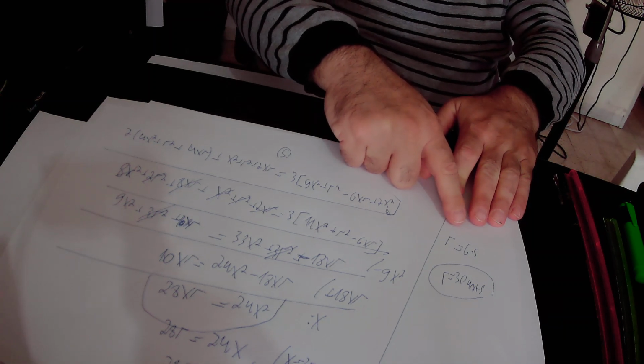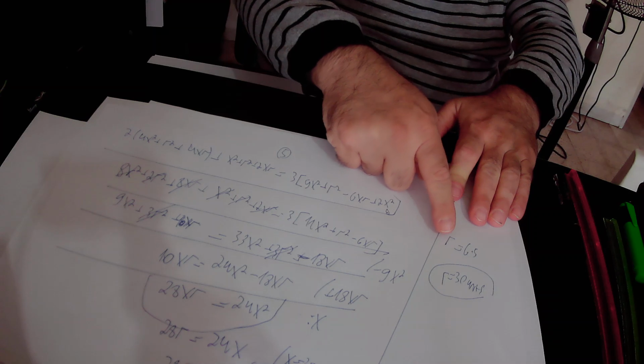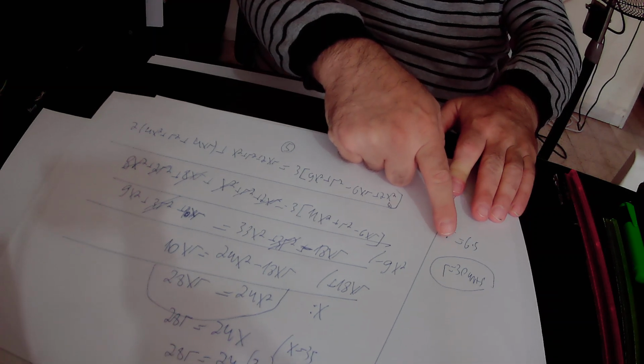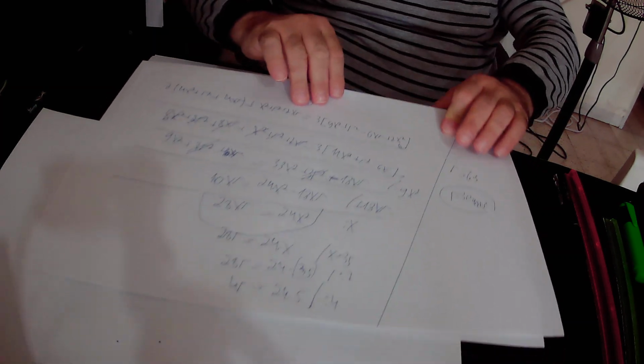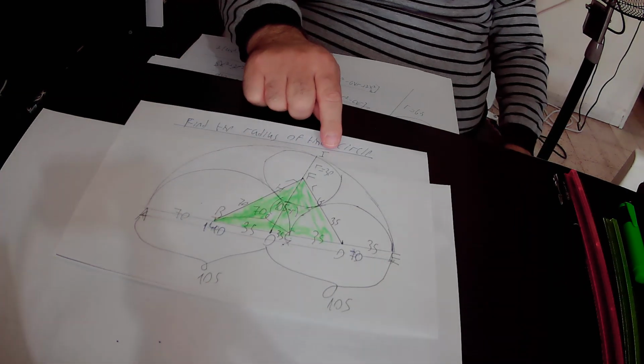6 times 5 is 30, so in conclusion, we found out that r, the radius that we are looking for, the radius of the circle, equals 30 units. Here we can write down that the radius of this circle r equals 30 units.